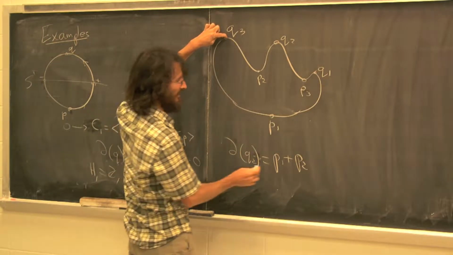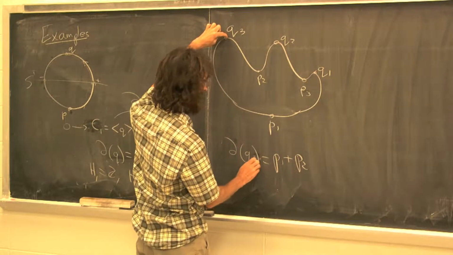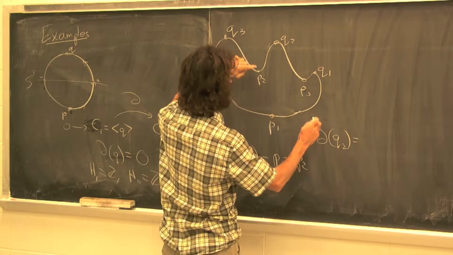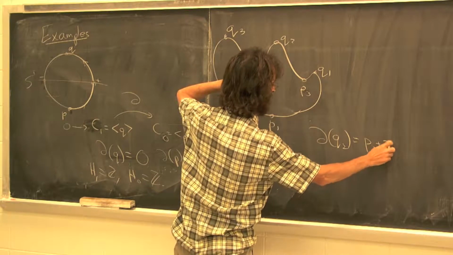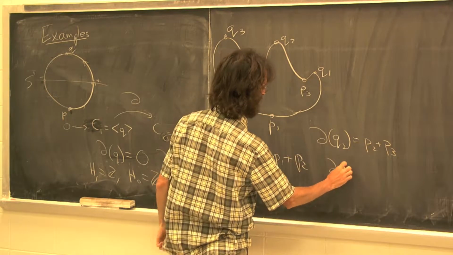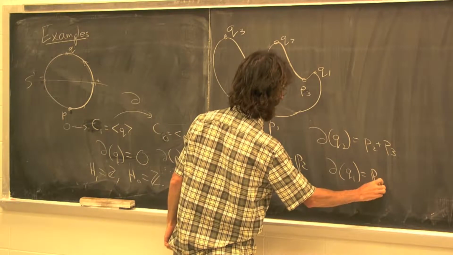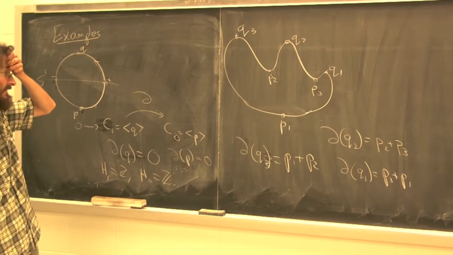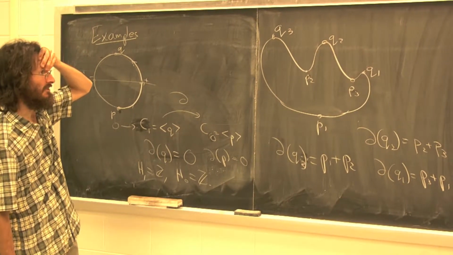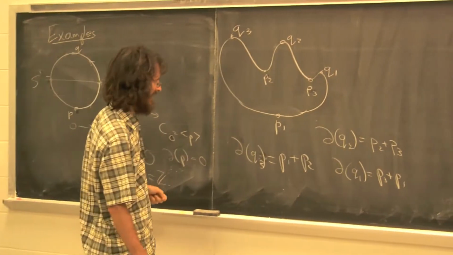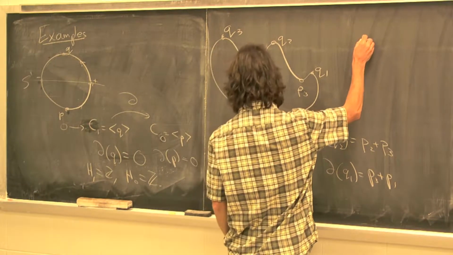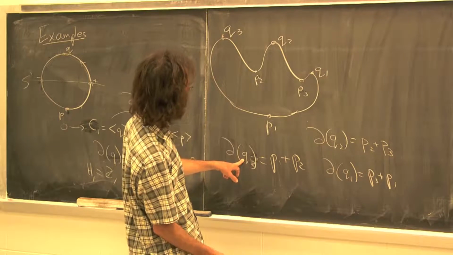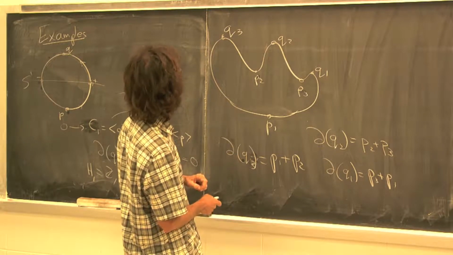Boundary of Q2, that was Q3. Boundary of Q2 is going to be equal to P2 plus P3. And the boundary of Q1 is going to be Q plus P1. And then it should work out that the kernel is generated by Q1 plus Q2 plus Q3. And so we have, because if I take Q1 plus Q2 plus Q3, I probably do have to be careful about signs, right?